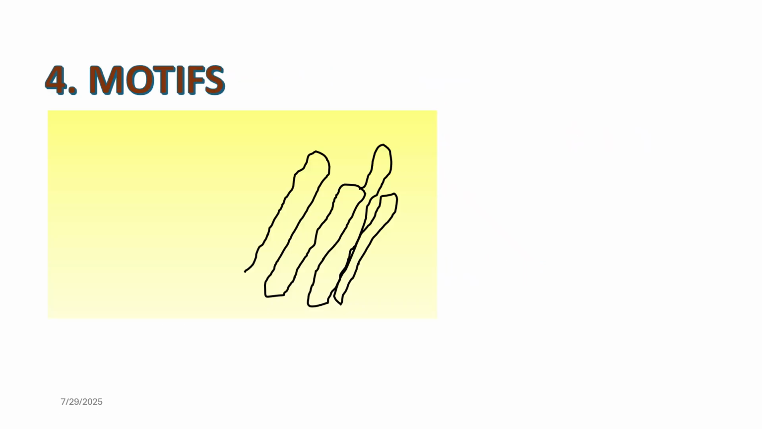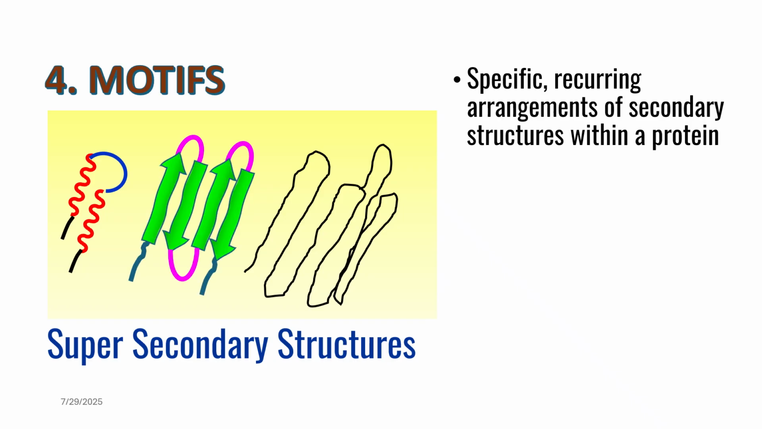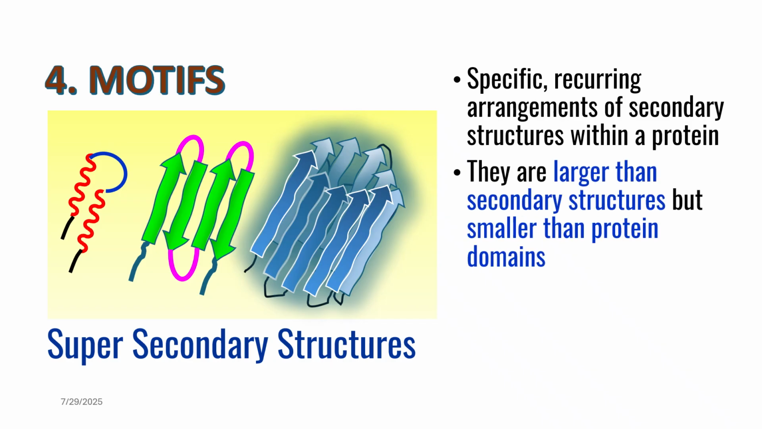So coming to the last type of secondary structure, they are called motifs or super secondary structures. They are basically nothing but a grouping of more than one type of secondary structure together. This specific recurring arrangement of secondary structure within a protein is called motifs or super secondary structures. They are larger as compared to secondary structures, but they are smaller than a protein domain. Protein domain we will discuss later in a separate video.